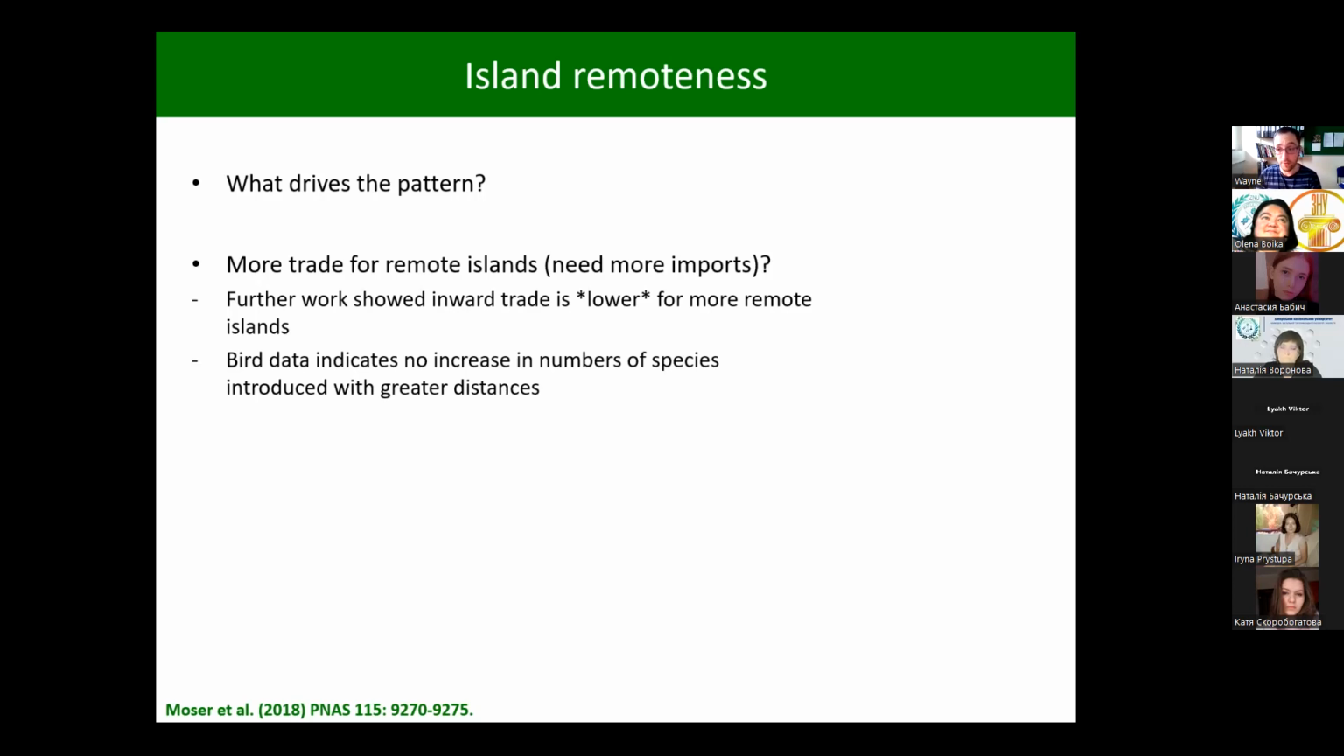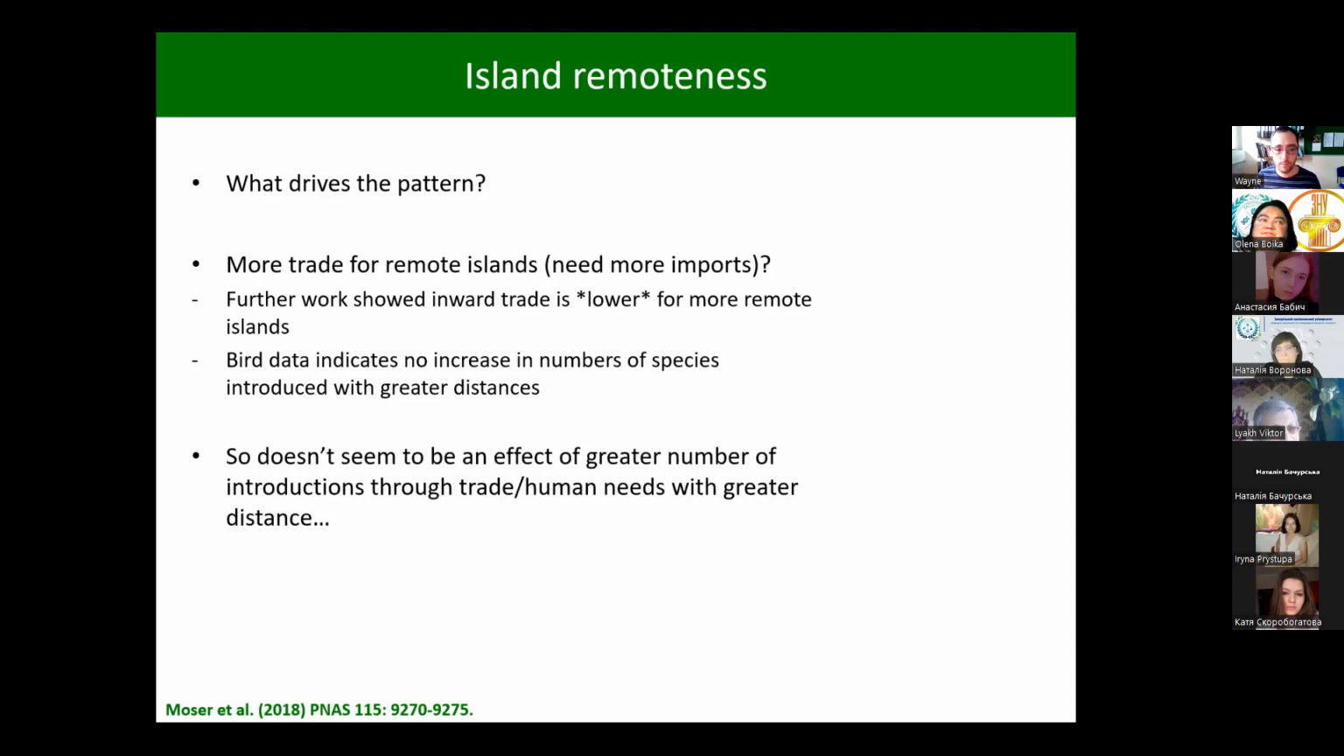But our work has shown that the inward trade, the amount that's being imported into those islands in terms of trade in general, economically, is actually lower for more remote islands than the ones closer to mainland, okay? And for the birds, we've got data on introductions per se, not just the established species. That data on birds indicates that there's no increase in the number of birds introduced with greater distances. So it doesn't seem to be an effect of increased trade or just introducing more to the more remote islands. There's something about remote islands that may be making them more vulnerable to invasion by those species once they become introduced. Okay.